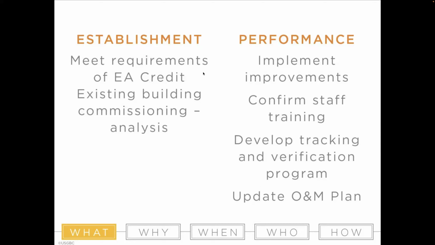So again, the performance of the establishment is that you've met the requirements of the previous credit, which is the analysis, and you implement those improvements, the low cost, no cost. You confirm you have staff training, so you have that piece of documentation you have to do. All right, develop a tracking plan, and then you update your operations plan. So these are the establishment performance of that credit.